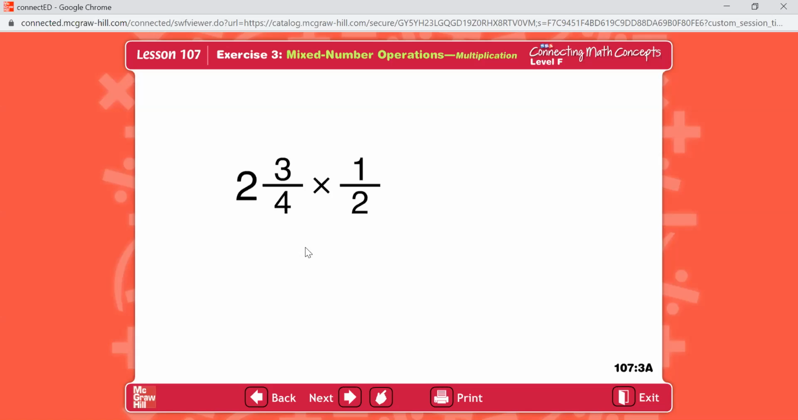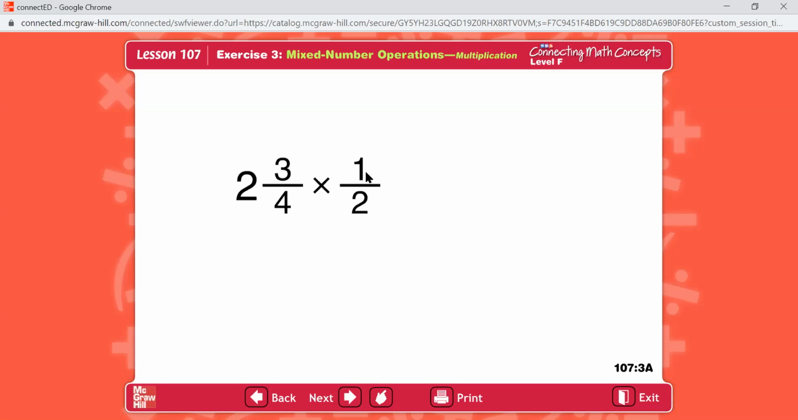To do that, we need to turn it into a top-heavy fraction. The denominator will stay the same. So our equation is 4 times 2 plus the numerator. So the denominator times the whole number, add the numerator. 4 times 2 equals 8, plus 3 equals 11. So 2 3/4 equals 11/4.